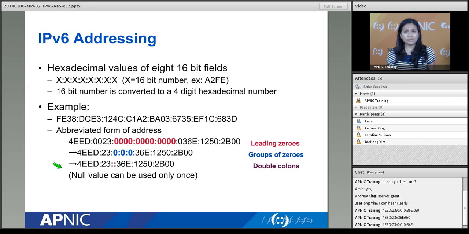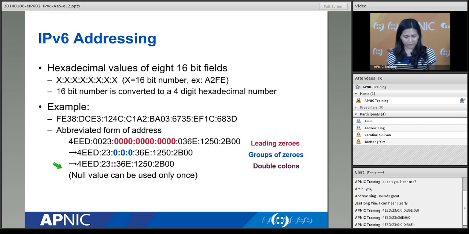Now, when do you use which one? If you look at the RFC, based on how people are using it, if you get, let's say, a network prefix and you want to use a double colon to separate your network prefix and your interface ID, then that's a good way to use it. It doesn't matter if there are other zeros in between, but you use it to separate your network prefix and your interface ID.